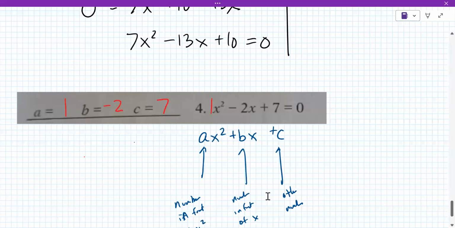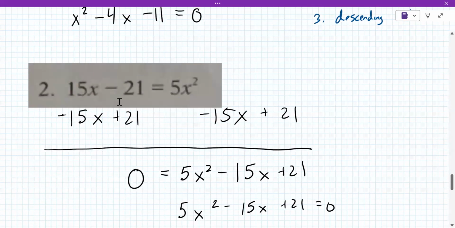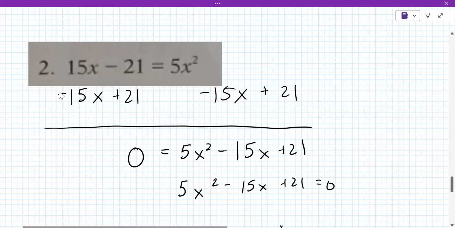Okay, let's go back and look, because we did a bunch of these. Let's go to number 2. How did I move the 15x? What is this underneath the 15x? You subtract. Okay, because it's positive, right? And here it's subtracting, so I add it. You undo with the opposite sign.